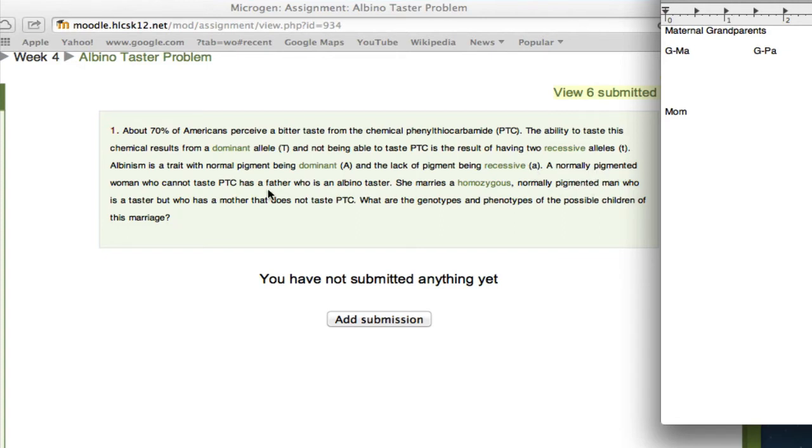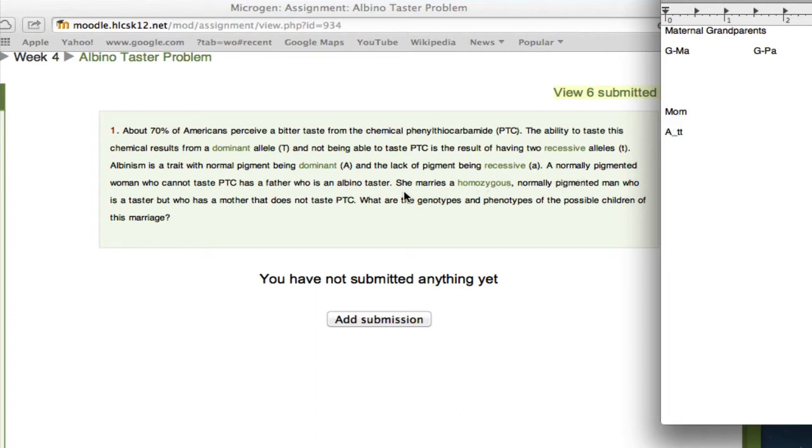It says a normally pigmented woman. So that's the mom, and we know she's normally pigmented, so she has to have at least one big A. And that's all we know for now. She could have two, but we don't know yet. It says a pigmented woman who cannot taste PTC. So then what I do is I go A and then blank. We don't know what that second A is yet, but she can't taste PTC, so she has to be a little t, little t. So bam, that's how you do it. So that's the mom. We know she's big A something, and then little t, little t.